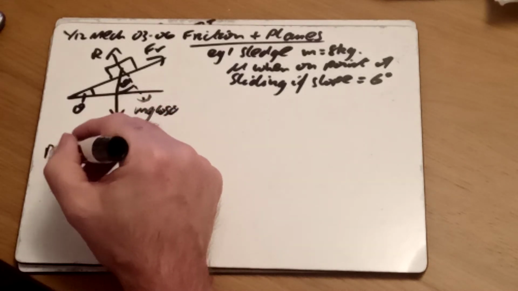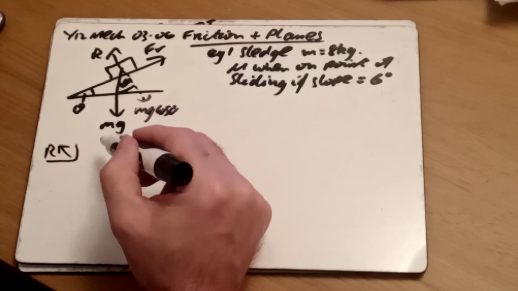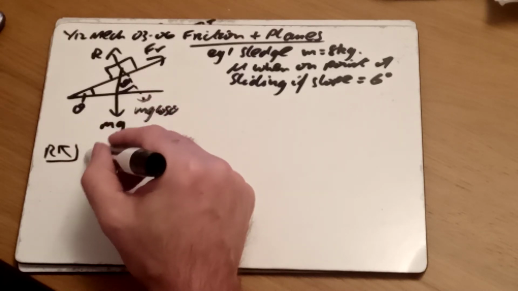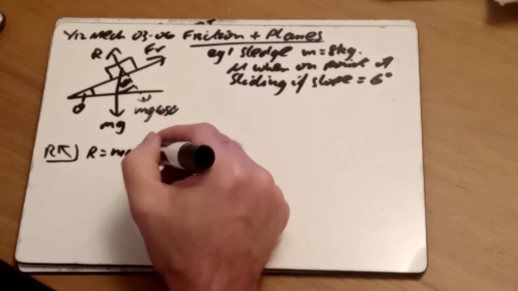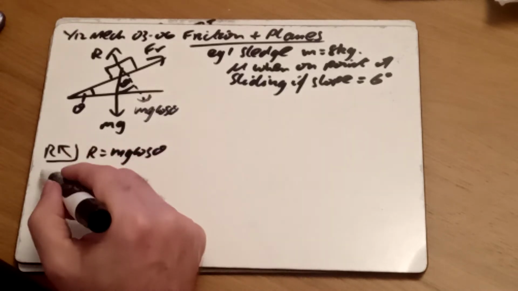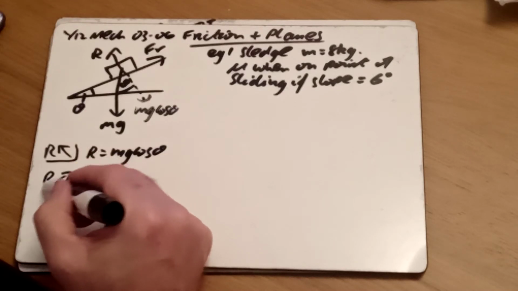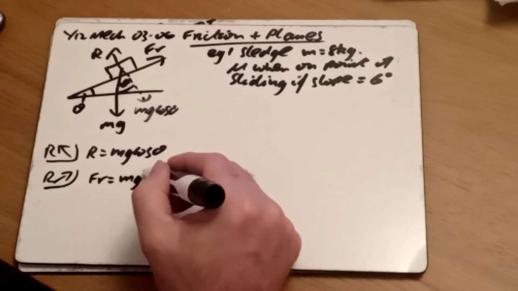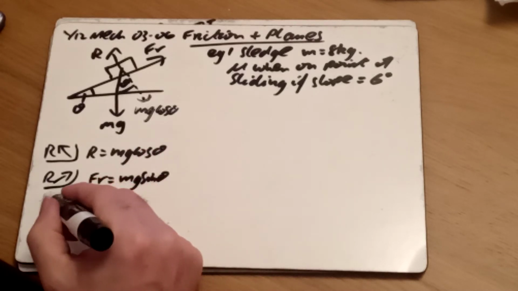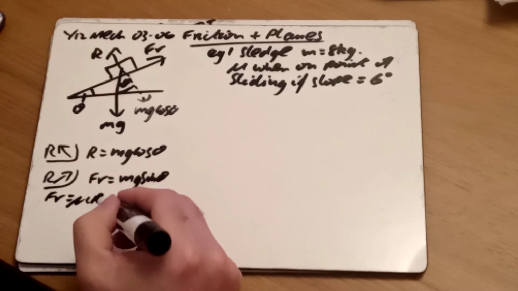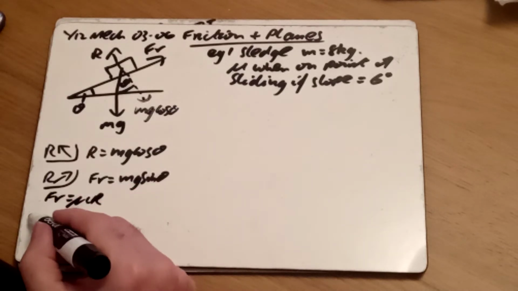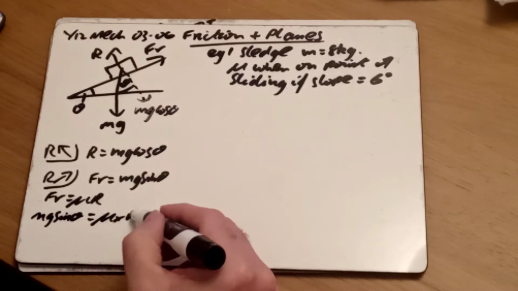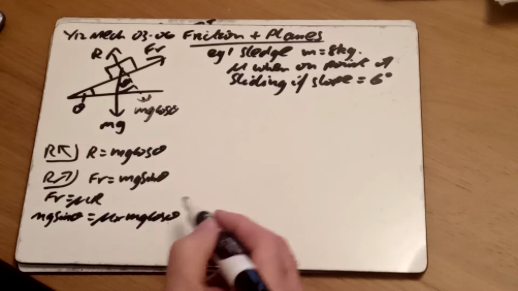And we can say that if we resolve that way, it's never going to be leaving the plane, so it's always going to be in equilibrium. I can balance the forces down and say that R is equal to mg cos theta. If I resolve up and down the plane, I've got friction equals mg sine theta. And if I use friction equals mu R, because it's on the verge of going, I'm going to say that mg sine theta equals mu times mg cos theta.